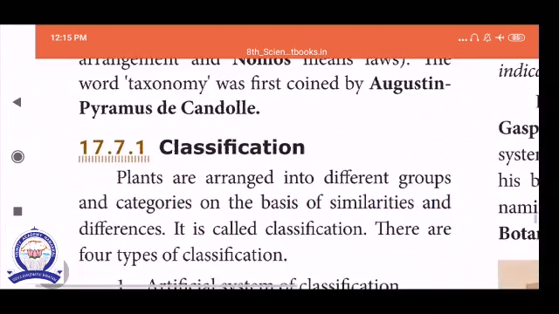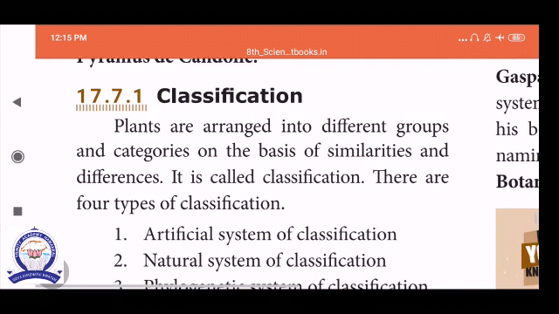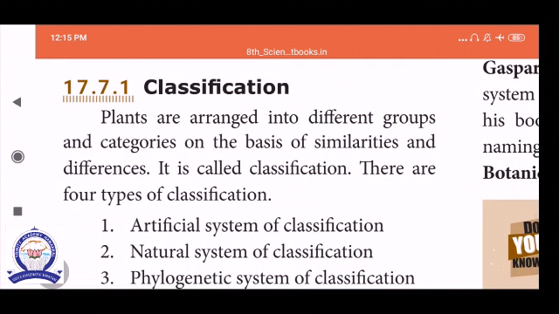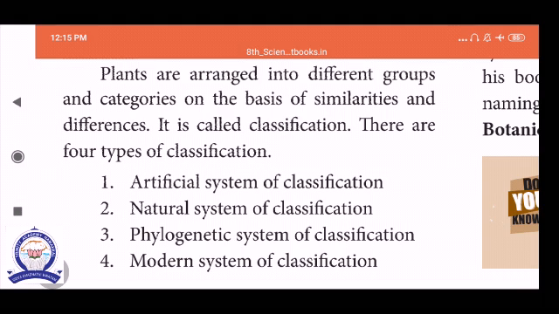The next topic is classification. Plants are arranged into different groups and categories on the basis of similarities and differences. This is called classification. There are four types of classification. First, artificial classification. Second, natural classification. Third, phylogenetic system of classification. And fourth, modern system of classification. Questions are asked on these four types: what are the types of classification?